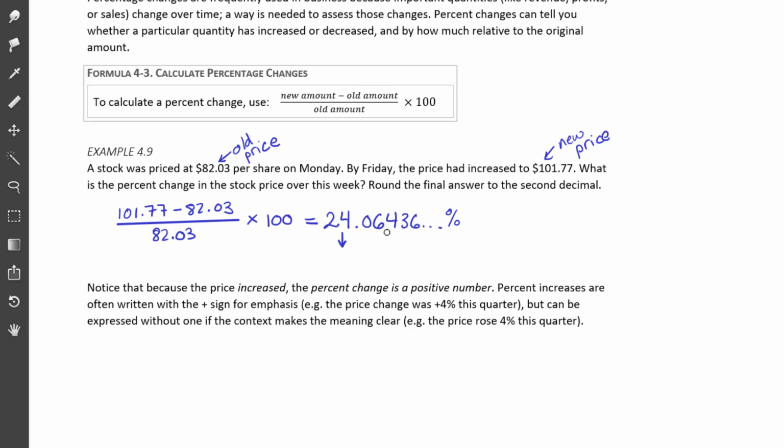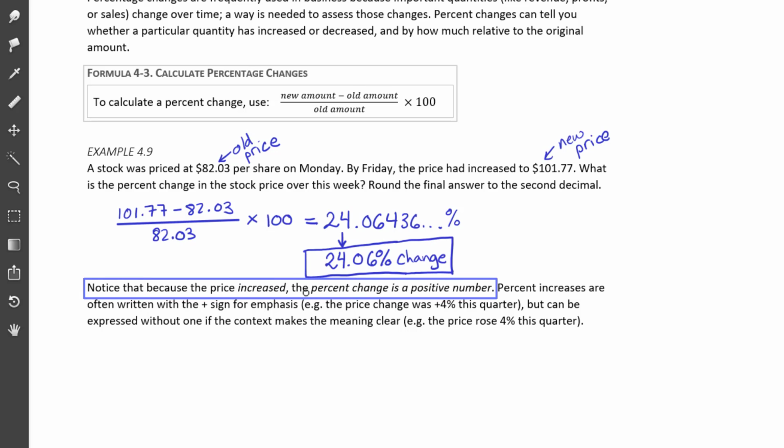Since the digit in the third decimal place is 4 or less, we are just going to leave that 6 just as it is. And the percent change we've calculated here is a 24.06% change. So that is great if you bought the stock on Monday. Now notice that because the price increased over the time period, the percent change is a positive number. Because the new price, 101.77, was higher than the old price, this calculation had to come out positive.